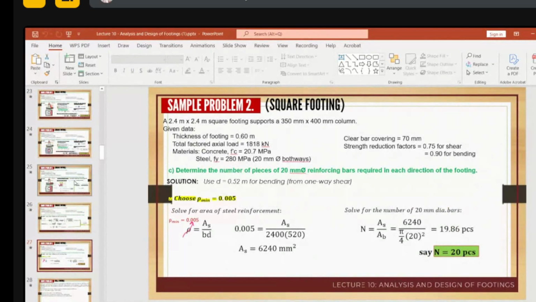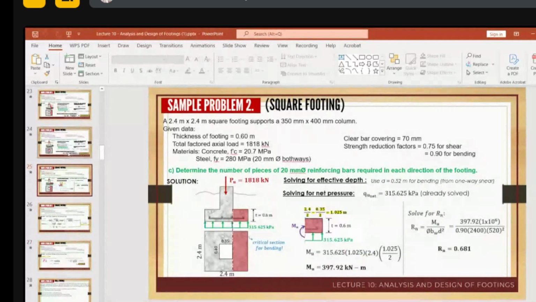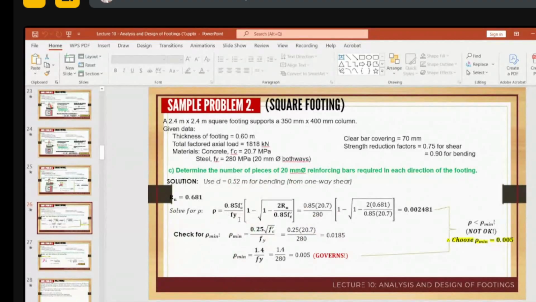In the computation of the area of the steel bars, you have to compute the steel ratio, rho. Check the formula for the steel ratio, but you should also check it against rho minimum. It should not be below rho minimum. If it is greater than rho minimum, then choose it. But if it is smaller than rho minimum, then you should just use rho minimum.